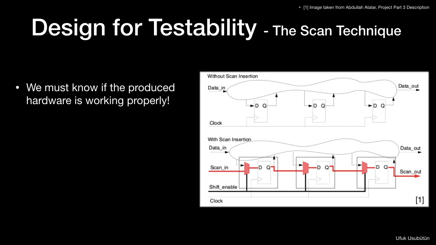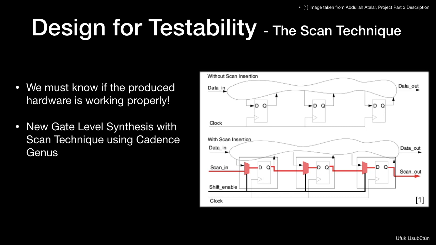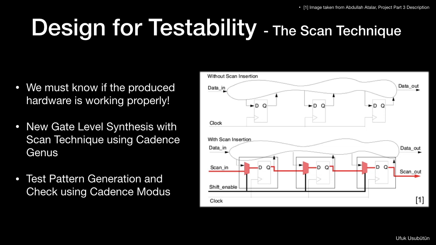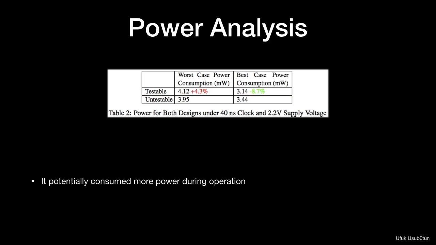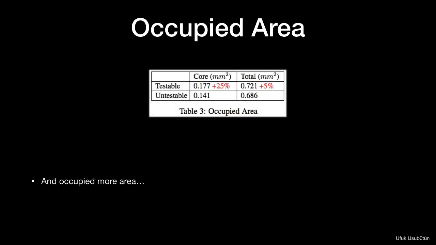With this methodology, I've followed the same process of doing the gate level synthesis in Genus, and then I've also generated test patterns using Modus. Here you can see some timing analysis for the setup and hold times for both testable and non-testable cases. You can also observe the power analysis that I've conducted for these versions. Finally, the occupied area can be seen here. As expected, the testable core occupies 25% more area, but when we also consider the pads, it's not very important.